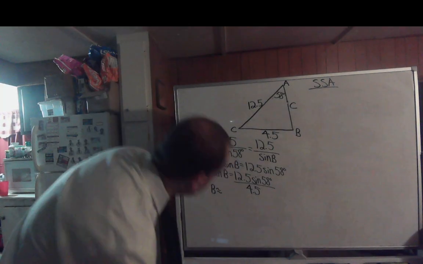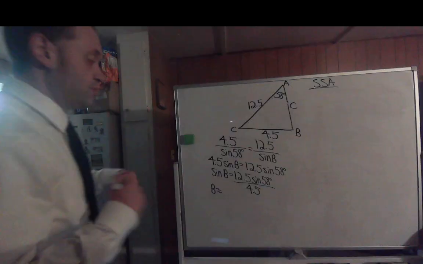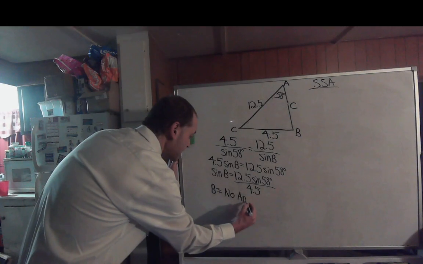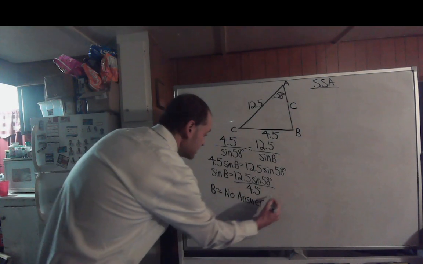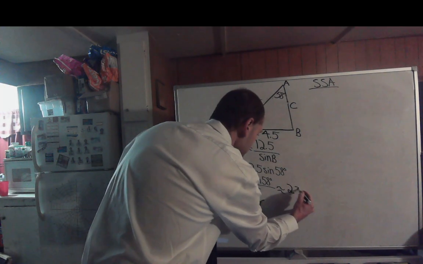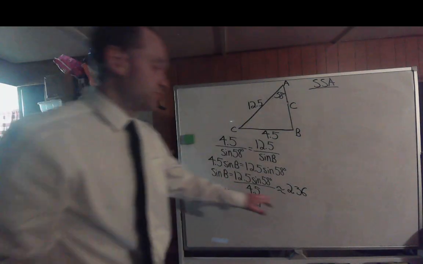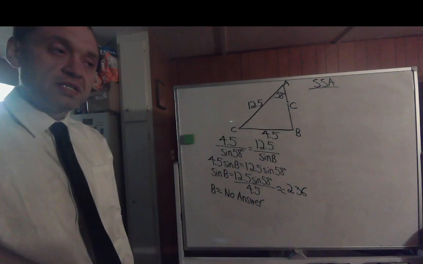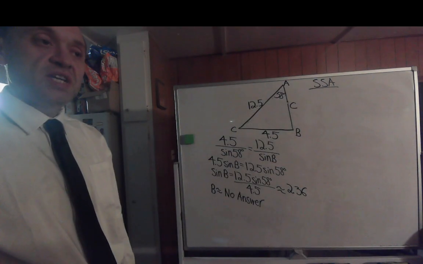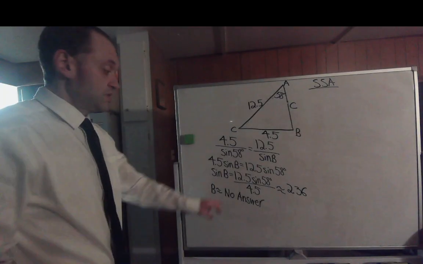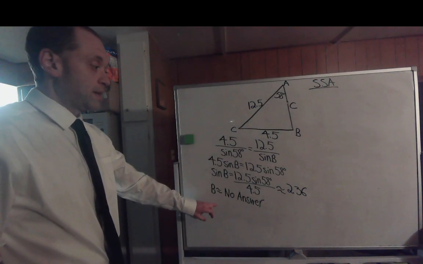Well, here's the problem. There's actually no answer. You know why that is? Because this is approximately equal to 2.36. That's the value of this. If you go to take the inverse sine of 2.36, well, what happens? What's the domain of the inverse sine function? It's from -1 to +1. This is well above +1. So this actually doesn't work.